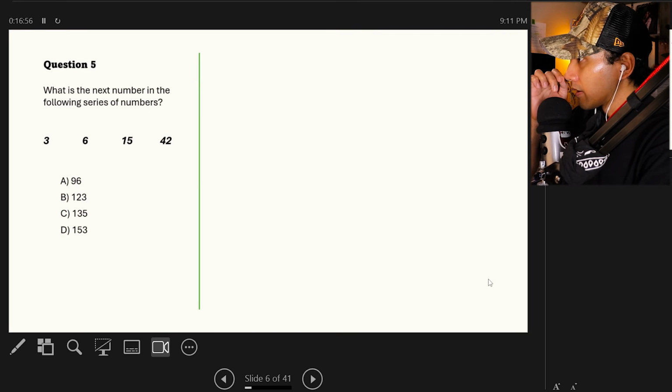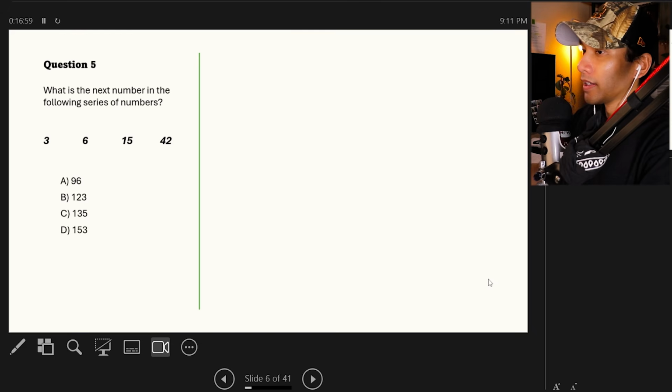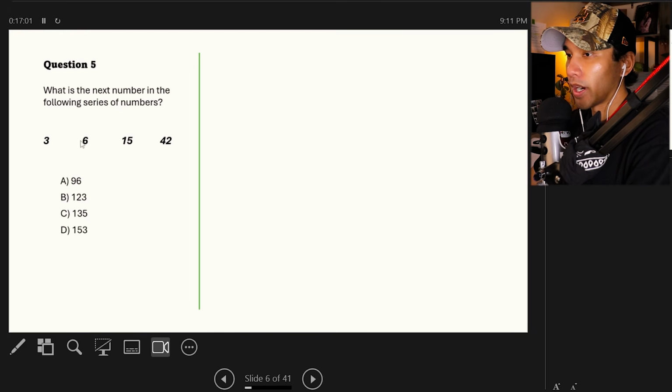Next question. Okay, here is another portion of the test where we have to figure out the relationship between the numbers, and then we have to figure out what number comes next. So 3 to 6, right? That's plus 3. 6 to 15, that's plus 9 to get to 15. 15 to 42, that's plus 27, right?